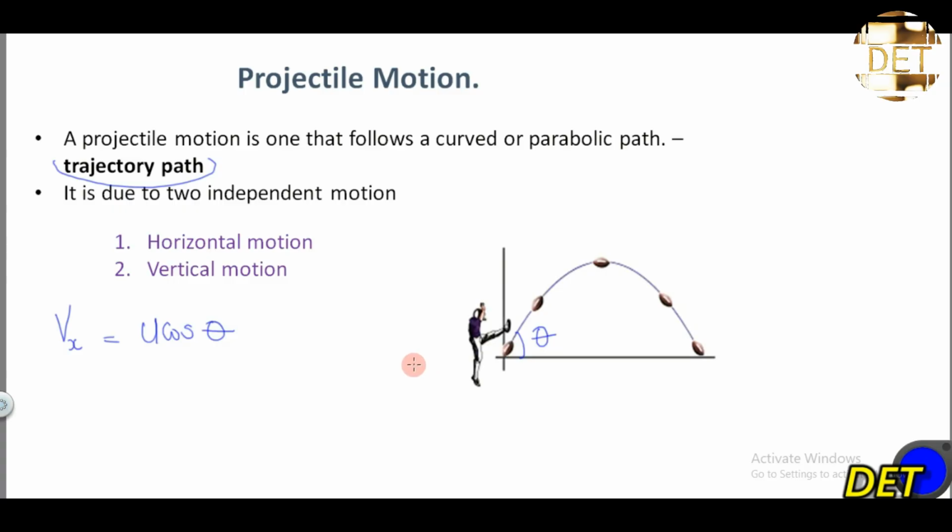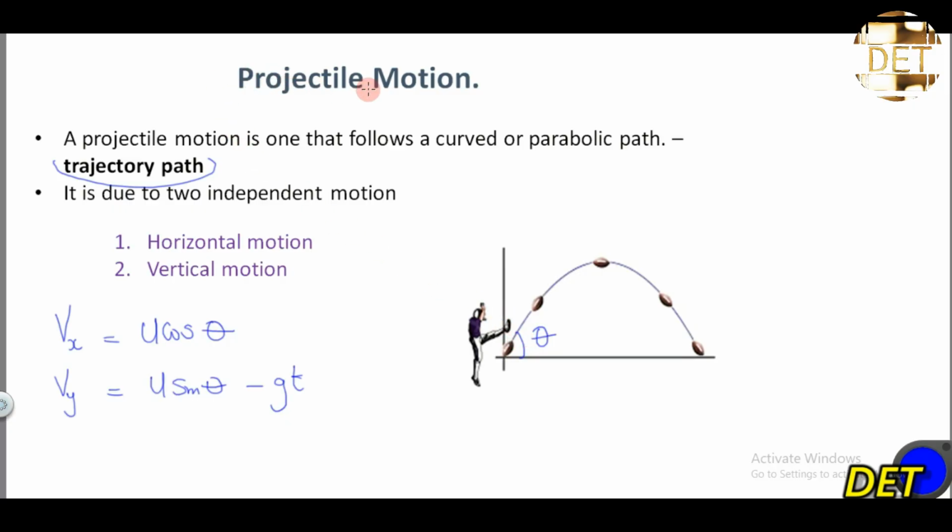Then the velocity that is responsible for the vertical movement of the body is the vertical velocity, given as Vy. The formula is u sine theta minus gt. It is minus because it is moving against gravity. So g is the acceleration due to gravity, t is the time taken, theta is the angle of projection, while u is the velocity at which the object is projected, right?